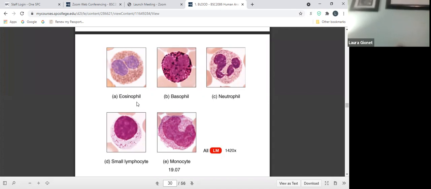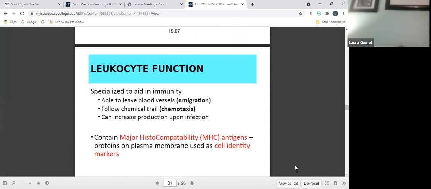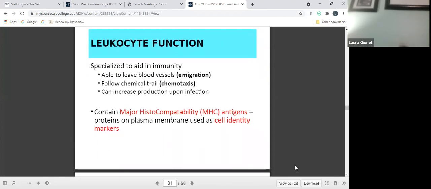And the eosinophil generally has light orangey rose colored granules, peachy colored maybe. We use a different stain to really identify the eosinophils compared to the other white blood cells. But you have eosinophils, basophils, neutrophils, lymphocytes, and monocytes. So we're going to take each one individually in just a moment.